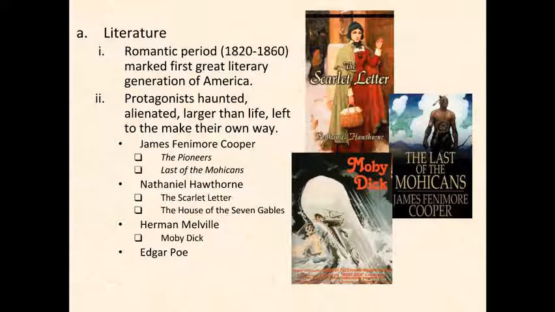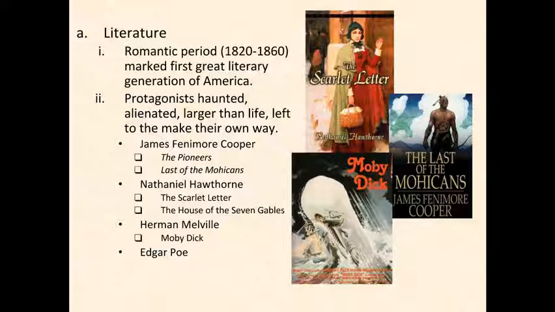These writers, including Nathaniel Hawthorne, James Fenimore Cooper, Herman Melville, Edgar Poe, were really influential in changing the ideas of literary structure, as well as these ideas of protagonists being haunted, being alienated, these larger than life protagonists left to make their own way and to chart their own territory. So this idea of uncharted territory and the single protagonist making their own way and figuring things out lent itself to, again, this idea of searching westward in a new frontier, what else is out there for us to acquire.